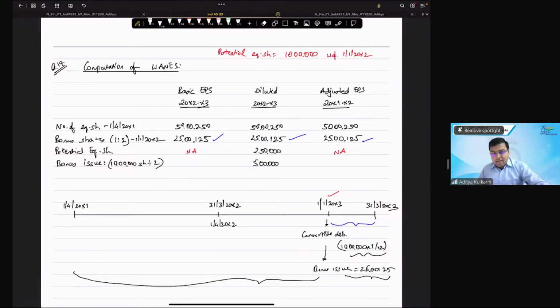Now, will this bonus be part of basic EPS for X2, X3? Yes, sir, since it is bonus. Think carefully. Will this bonus be a part of basic EPS calculation for X2, X3? Sir, it will not come in basic. It will not come for basic because this is computed on the potential shares which are there. Are you able to follow?